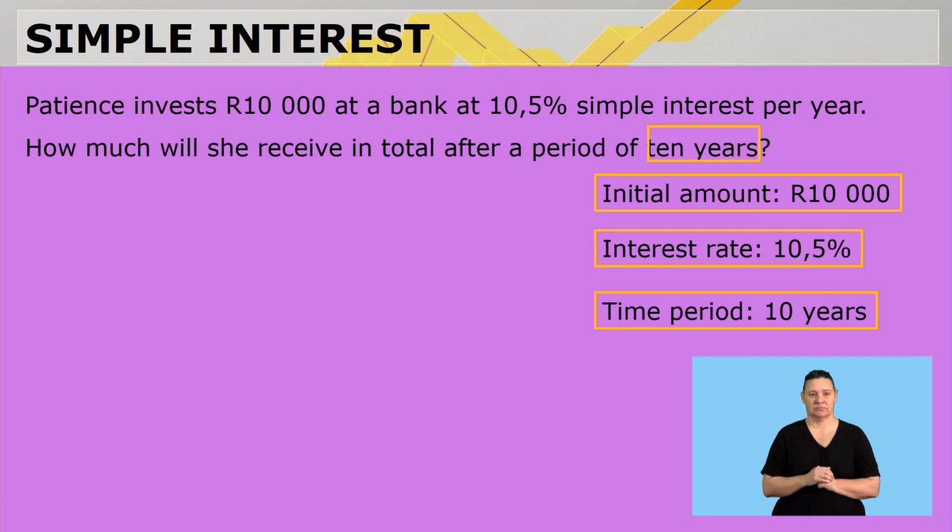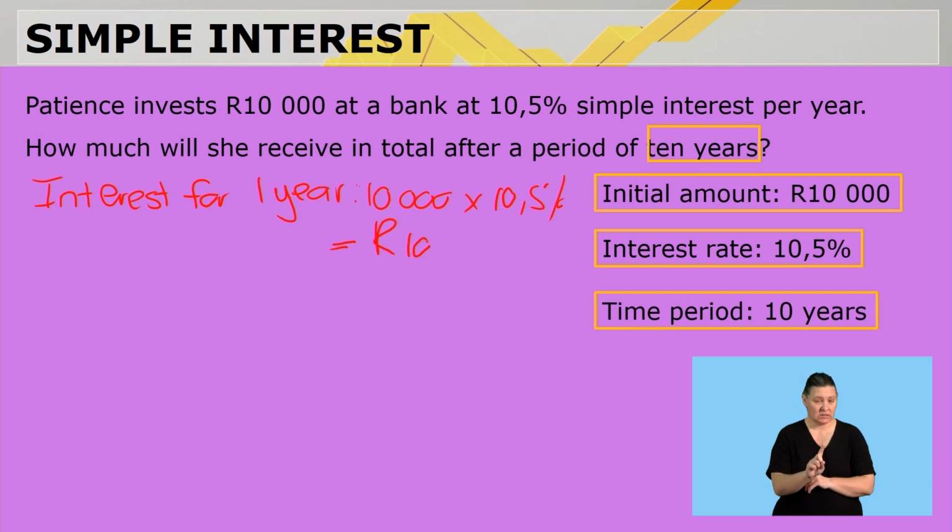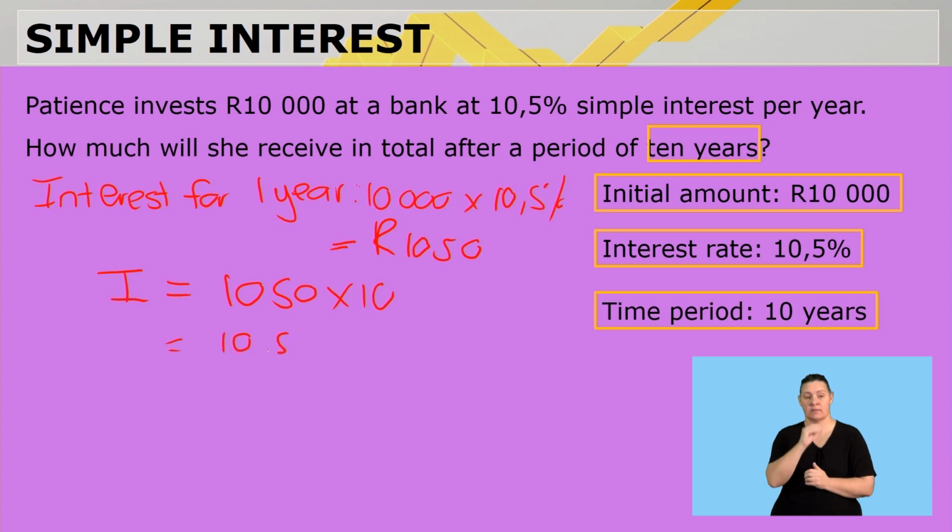So, what's going to happen now is first we need to calculate interest for 1 year. And this is a normal percentage calculation. So it's going to be 10,000 times the 10.5%. And then you will see the interest value is 1,050 Rand. So the interest for 10 years is going to be 1,050 times 10, which is then 10,500.